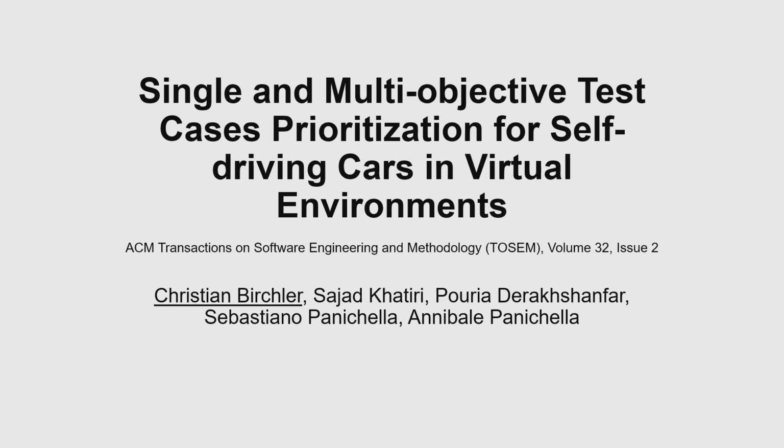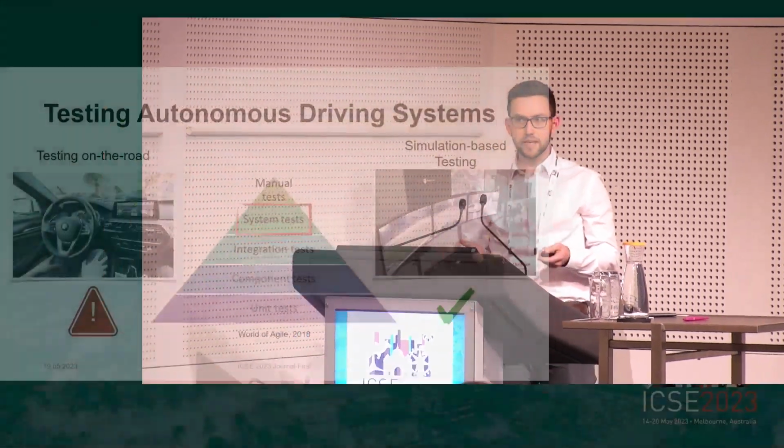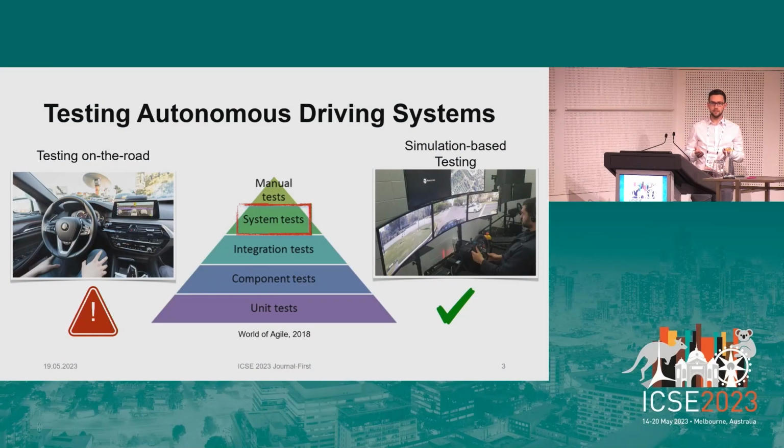I present to you how we prioritize test cases for self-driving cars in virtual environments. As you know, self-driving cars have become more and more popular, but unfortunately there were already deadly accidents. So this requires more proper testing of those systems. We can go into the field, the real world, and test those systems, but then we have the problem of not having reproducible tests. On the other hand, we can go into simulation environments and test more deterministically.